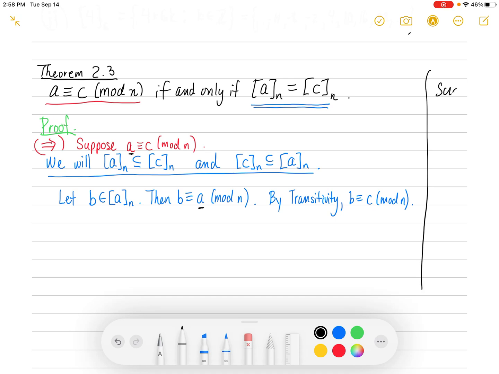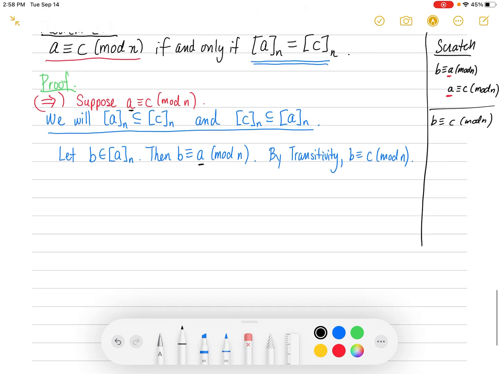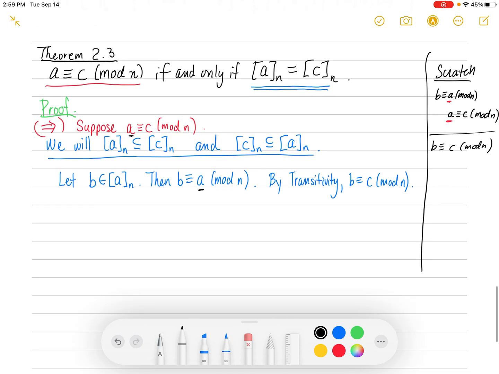Let's just do a little scratch work to show that. So we had B is congruent to A mod n, and we had that A was congruent to C mod n, right? So these matched in the middle, so our conclusion was that the outside, B, is congruent to C mod n. That's the transitive property for the equivalence relation for congruence mod n.